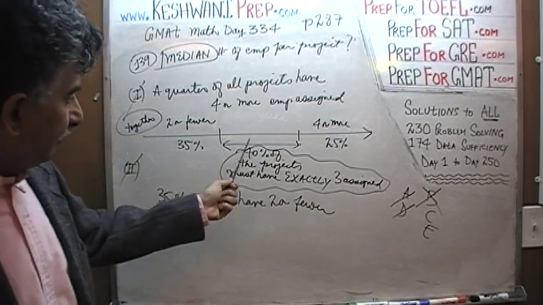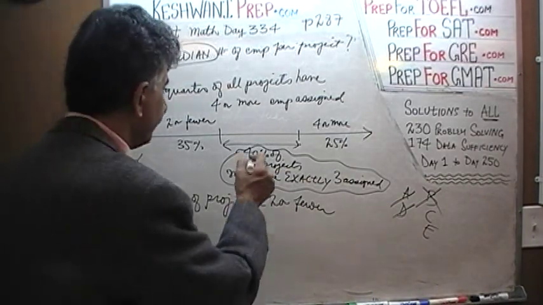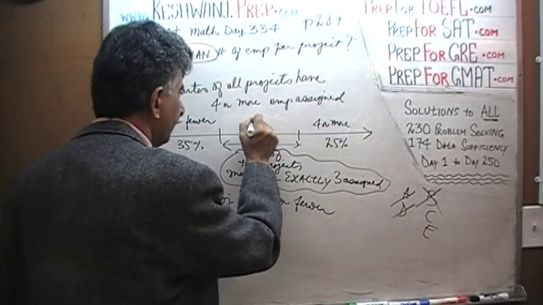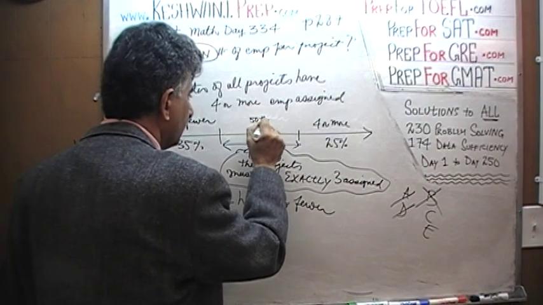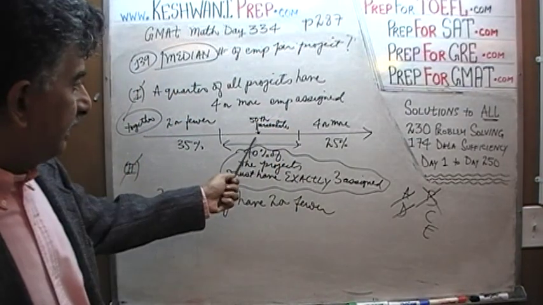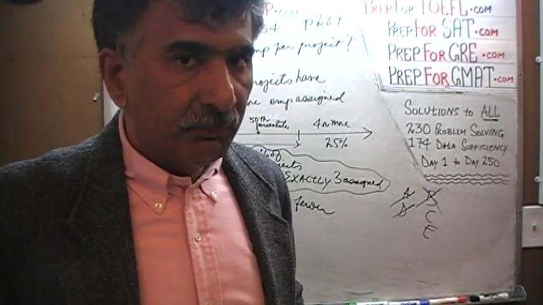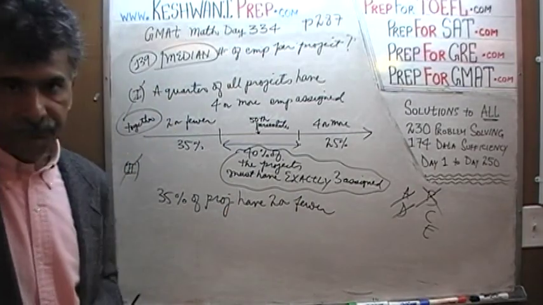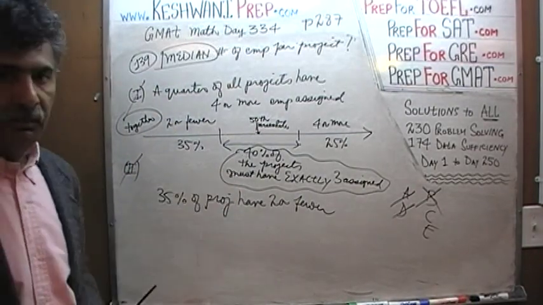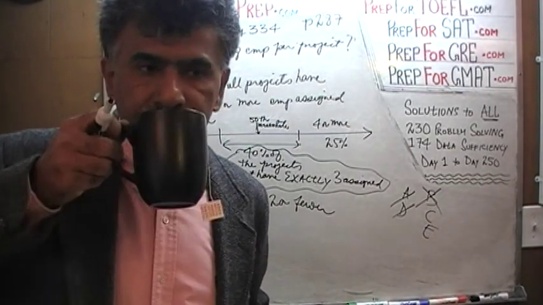And what is that 40% for? It's right here. 2 or fewer, 4 or more. Our 50th percentile is going to be right here. This is our 50th percentile. And therefore, the median number of employees assigned per project is exactly 3. It's exactly 3. We were trying to look at the midpoint. We did that. The middle 50%, the 50th percentile.